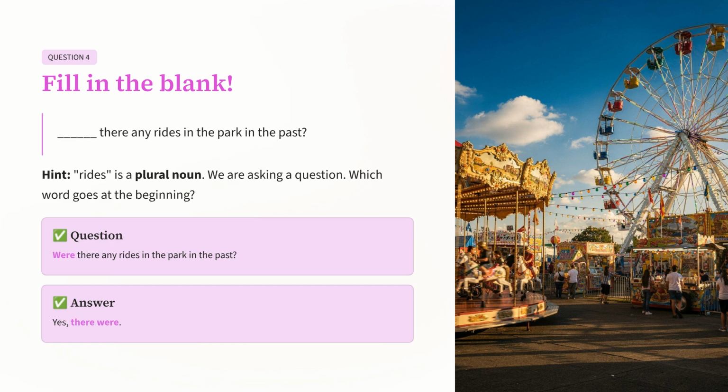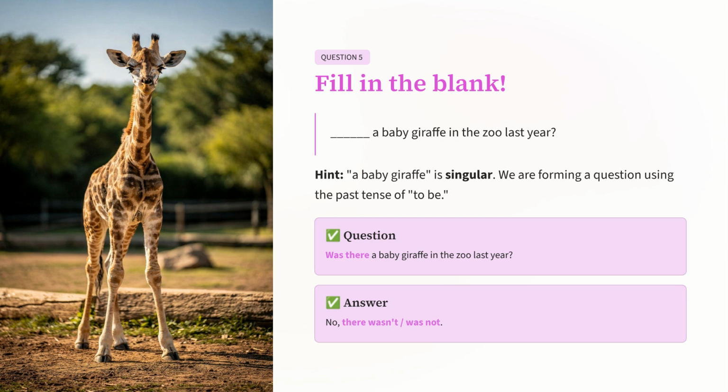Question 4. Blank there any rides in the park in the past? Rides is plural. We are asking a question. The correct question is, were there any rides in the park in the past? Answer: Yes, there were.